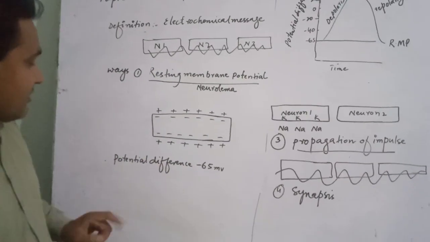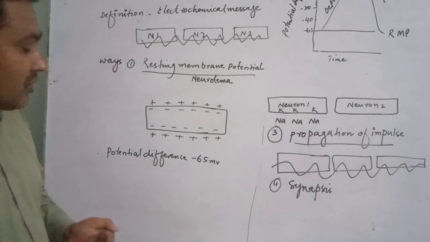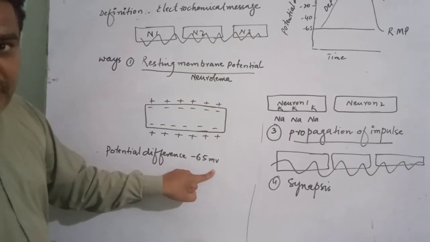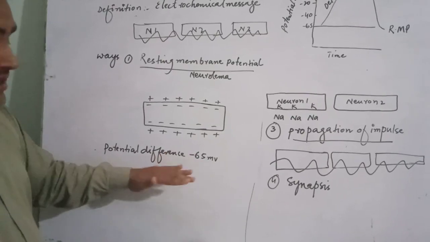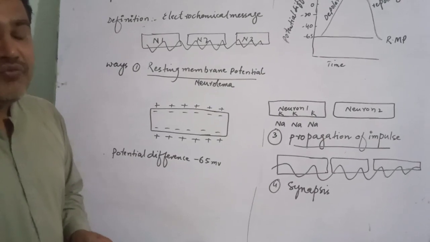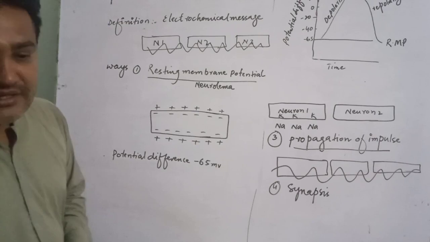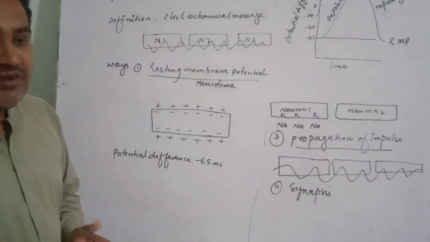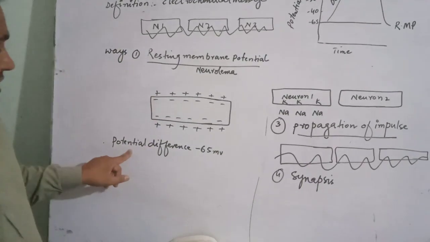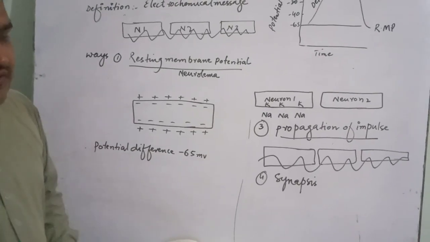Scientists have measured the potential difference of human neurolemma as about -65 millivolt. It means during resting condition, during no stimulation, no flow of message or excitement, no flow of waves in the neurons, the potential difference is minus 65 to minus 70 millivolt.